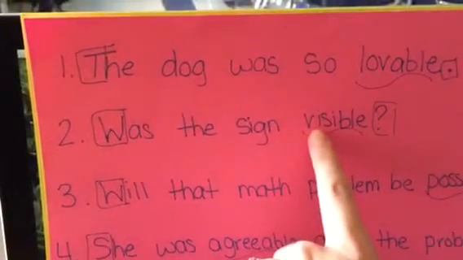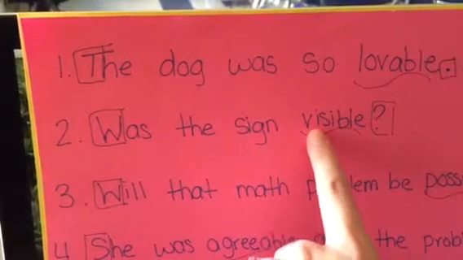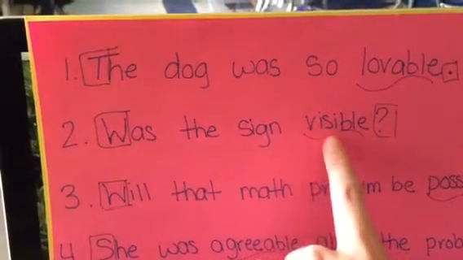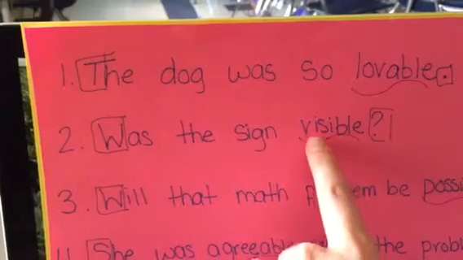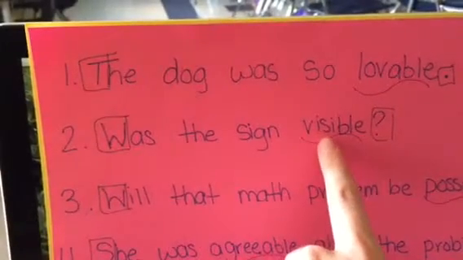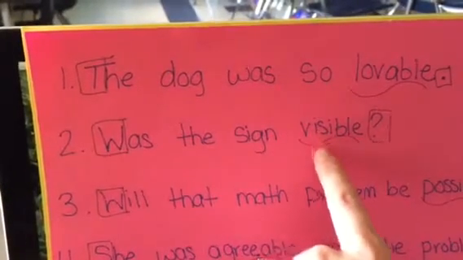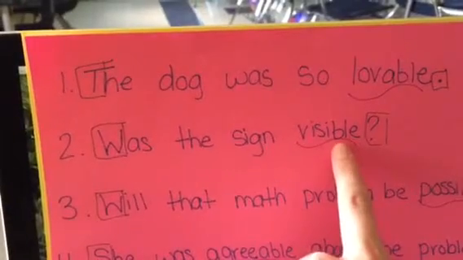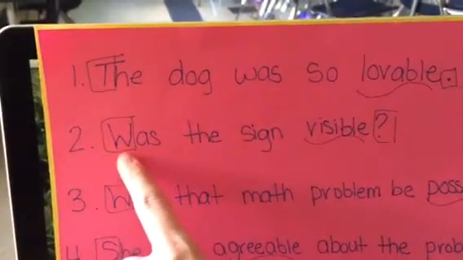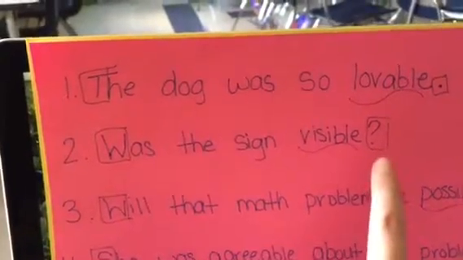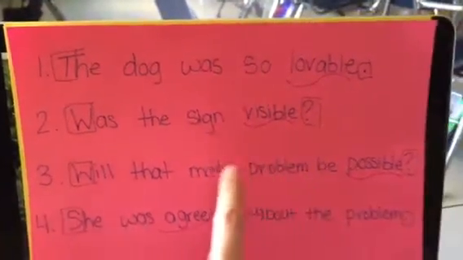Viz is not a word, but I can sound it out. That's a CVC word, a consonant, vowel, consonant. I can sound that out, and then I know to add ible to the end. Capitalize my first letter, and this time I put a question mark because I was asking a question.